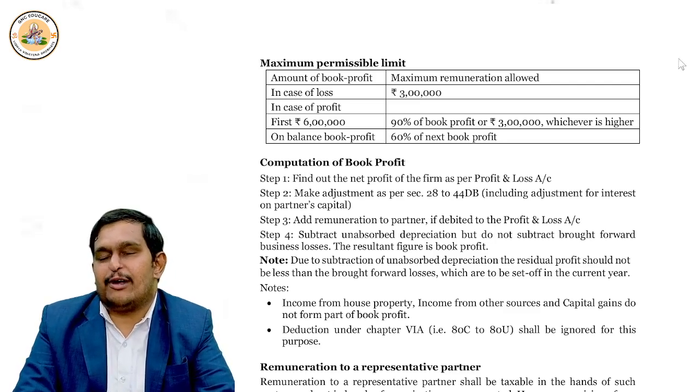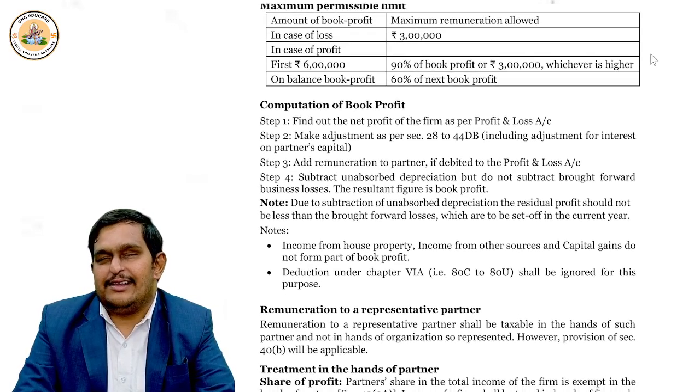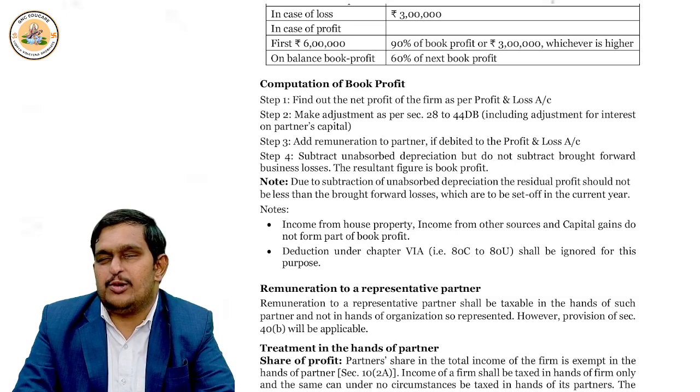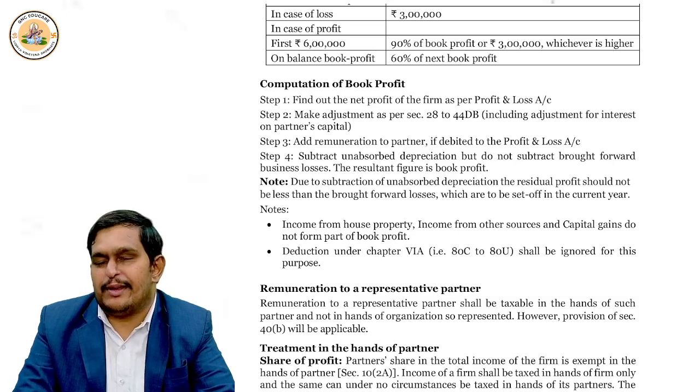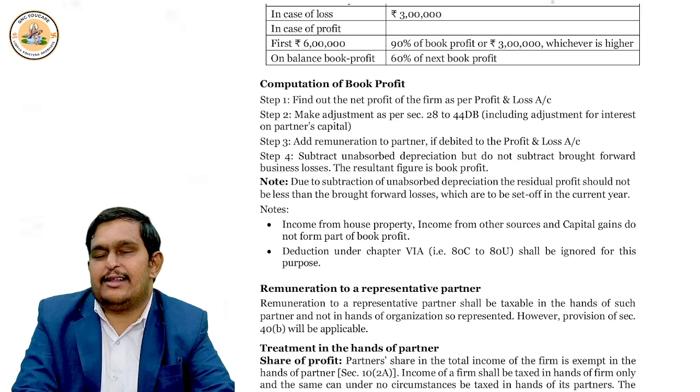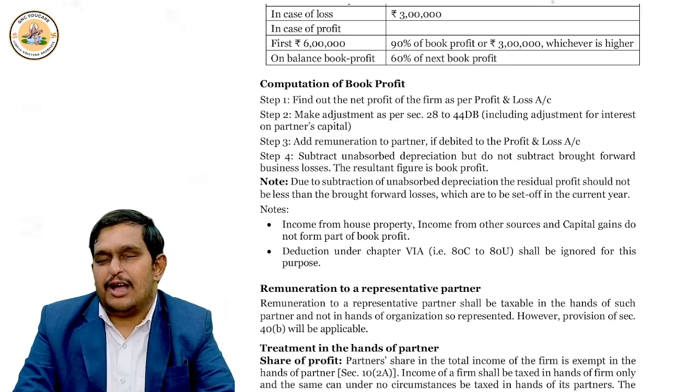First step for computing the book profit is to take the net profit as per the P&L account. Sir, for business income computation also we do the same. Absolutely right, for that also we do the same. But here, when it comes to a partnership firm, we first compute book profit, then compute the remuneration, then compute your business income. These 3 steps we follow. But let's first understand this book profit.